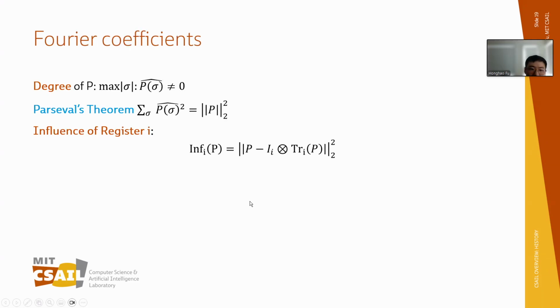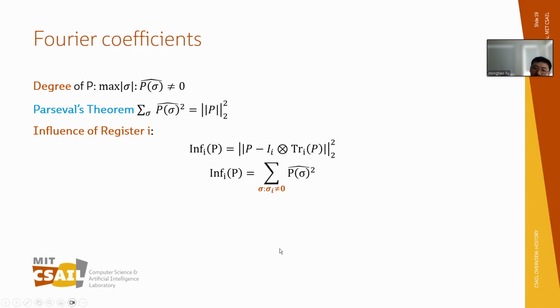Okay, the Parseval theorem. And then we define the influence of register I to be the 2 norm square of the difference between P and the new matrix obtained from P by replacing its action on the S register by identity. So let's think about it this way. If P doesn't touch the S register, the influence is 0. If P only acts non-trivially on this register, the influence will be 1.